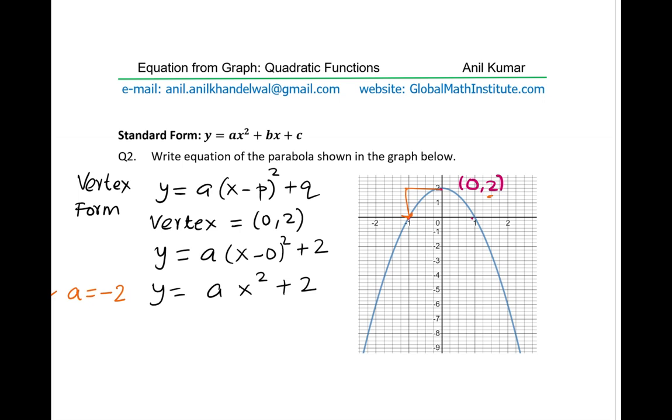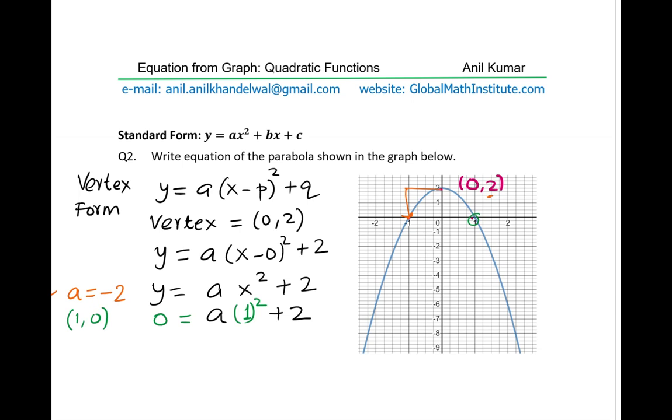There is another way of finding the value of a, and that is that we could use one of the points. In this case, we could use the x-intercept, which is at 1. So we know the point on the curve is (1, 0). If I substitute this point, y is 0 and the x value is 1, then I can calculate the value of a. In general, that is how you will be finding a.